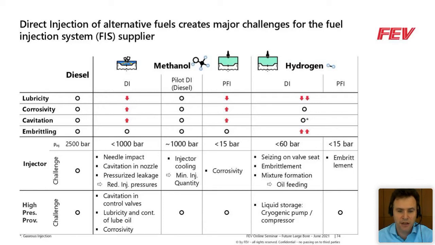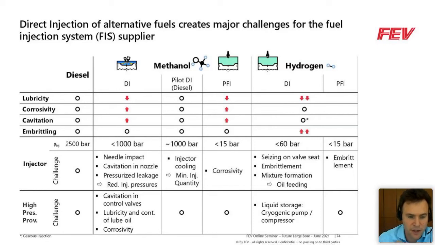And if we concentrate now on the direct injection systems, for example, and we consider diesel as a state of the art, let's say, or a modern injection system, 2,500 bar. For a methanol DI concept, we considered more or less a 1,000 bar fuel injection system, while for hydrogen, a direct injection pressure of more or less below 60 bar. And what we can see is that in both cases the lubricity of the fuels drops dramatically compared to diesel, and this of course creates a problem on valve seizing, for example, or needle impact or whatever.